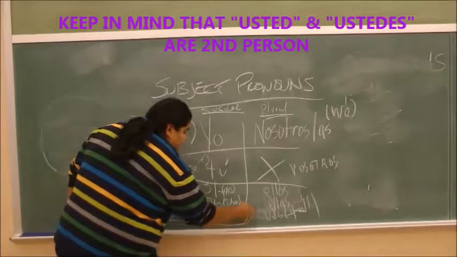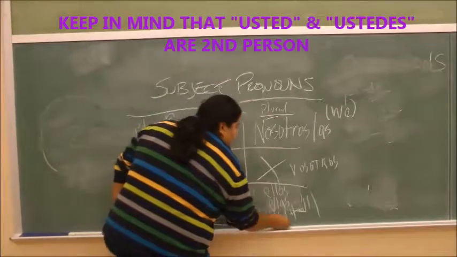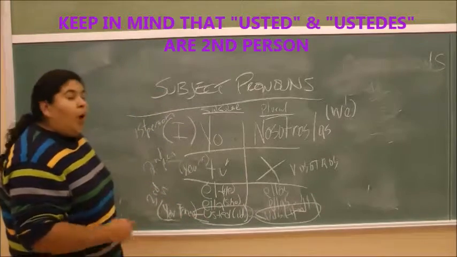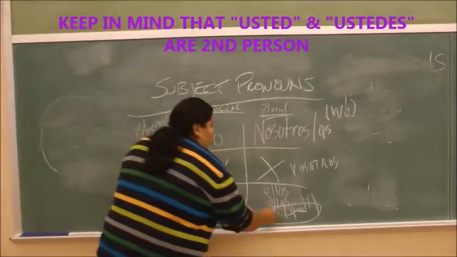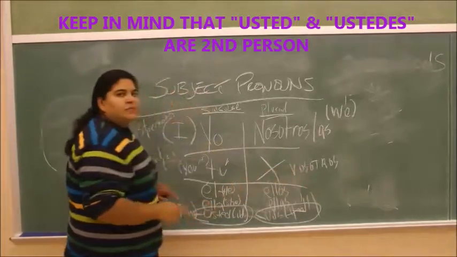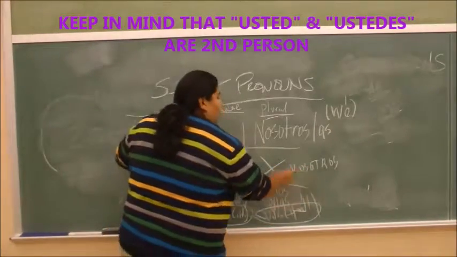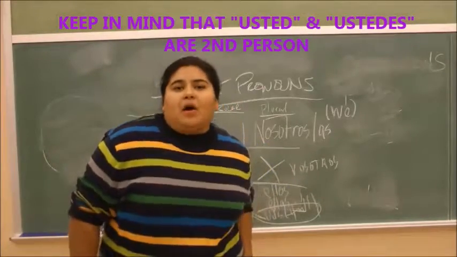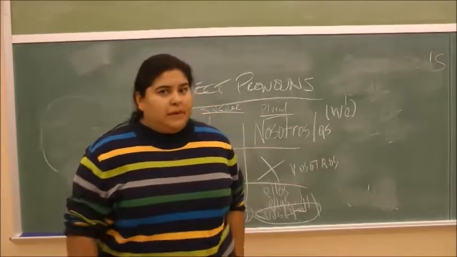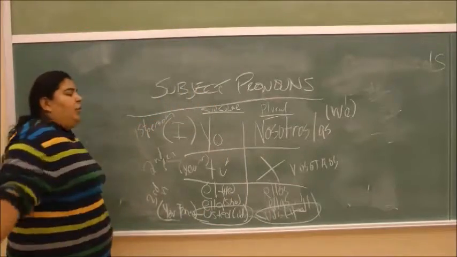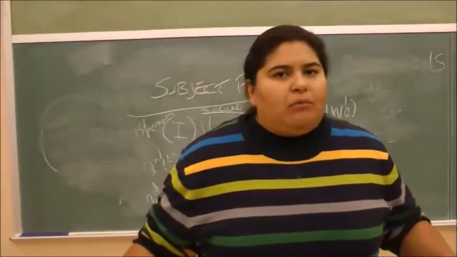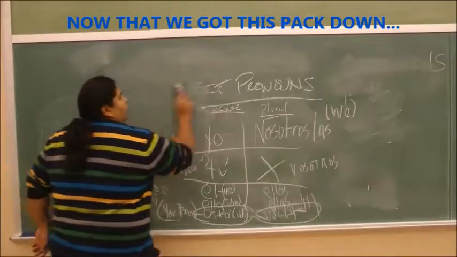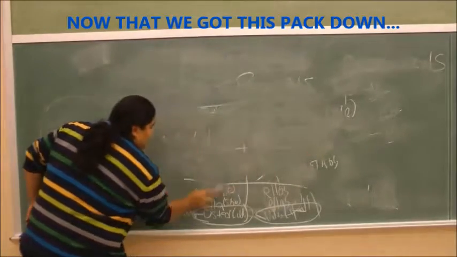usted and ustedes, which stands for you all, abbreviated UDS, okay, really go up here. Shh. What are you trying to say, Miss B? They belong to second person, okay? Okay, so we're going to pretend that we have all of this packed down. Wait, we got all this packed down. So now that we have all of this packed down, let us start with some conjugation.